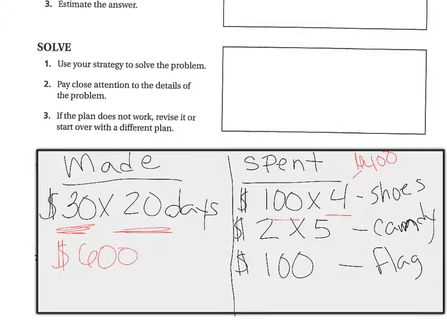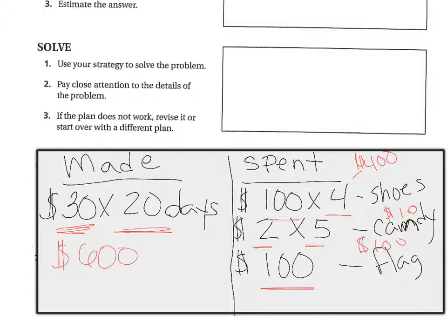Now I have the candy that he bought me. Good job, Devin. We have the candy cost $2 and he bought that 5 times. 2 times 5 is 10. So he spent $10 on candy. And last, very smart, bought me a flag. Well, he only bought the flag 1 time, so we know he only spent $100 on the flag.